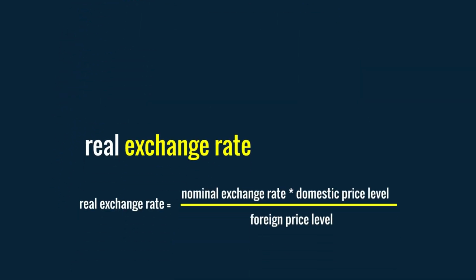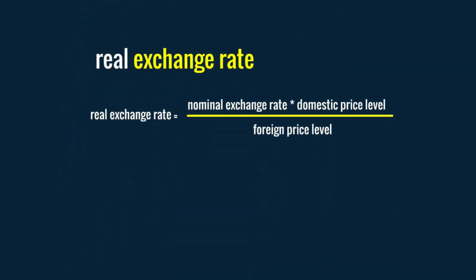Now let's move on to the real exchange rate. The real exchange rate adjusts the nominal exchange rate to reflect price level differences between the goods and services of the two economies being compared. This allows us to compare the purchasing power of products and services domestically and abroad. The formula for calculating the real exchange rate is: real exchange rate equals nominal exchange rate times domestic price level divided by foreign price level.